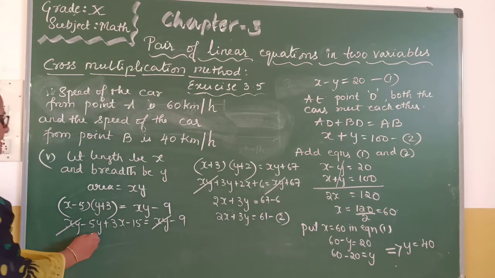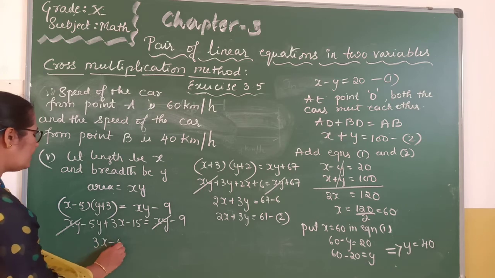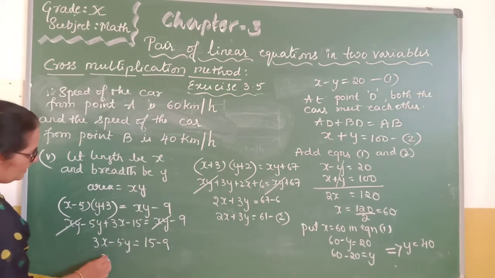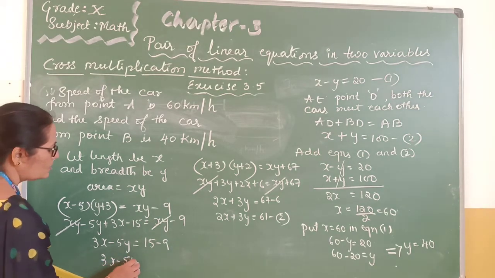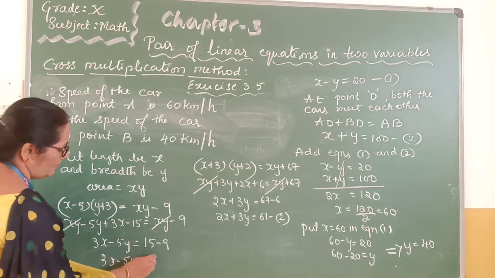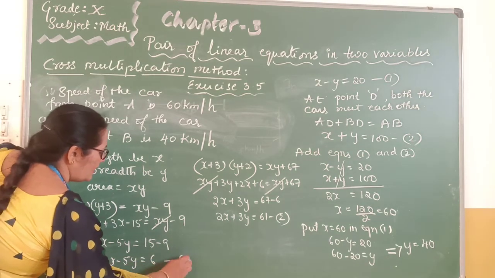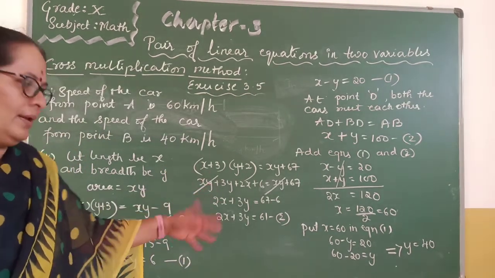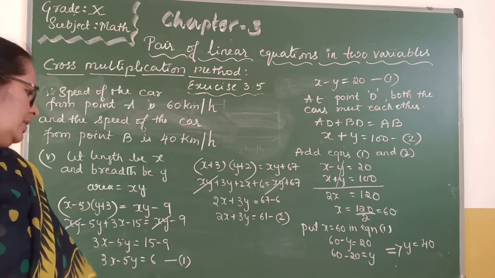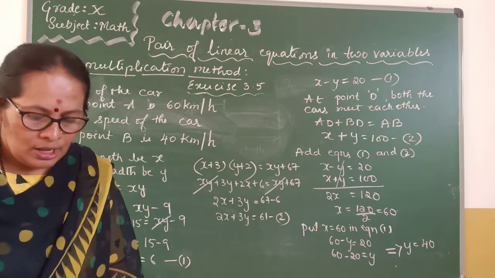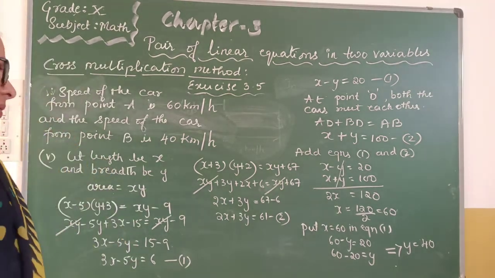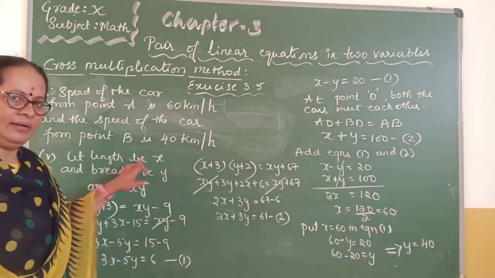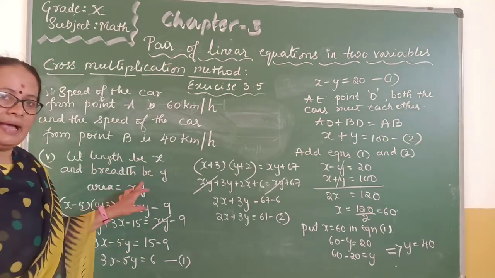And this one is 3x minus 5y plus 15 minus 9. That is 3x minus 5y plus 6, this is the first equation. Now the next step you know very well. You can do the elimination method, substitution or cross multiplication method. Understood? So length take as x, breadth take as y.